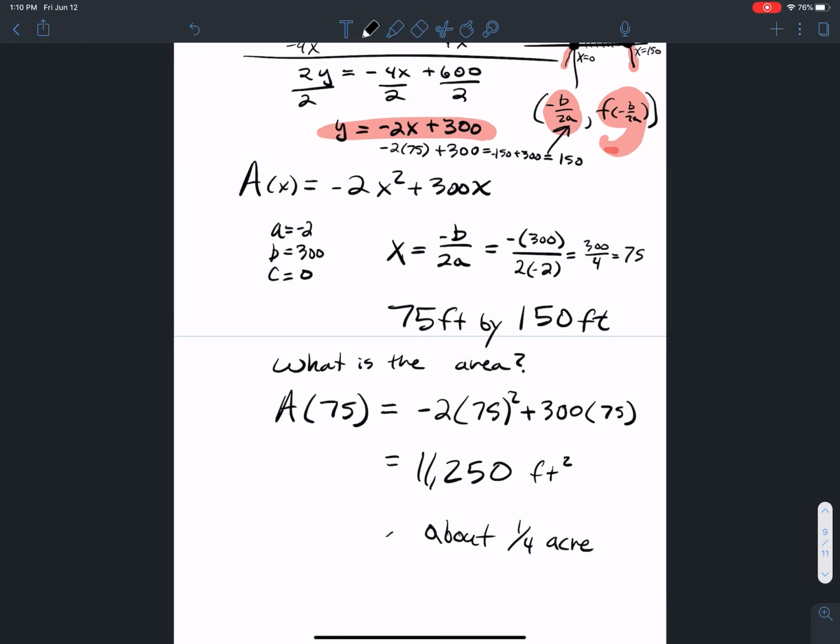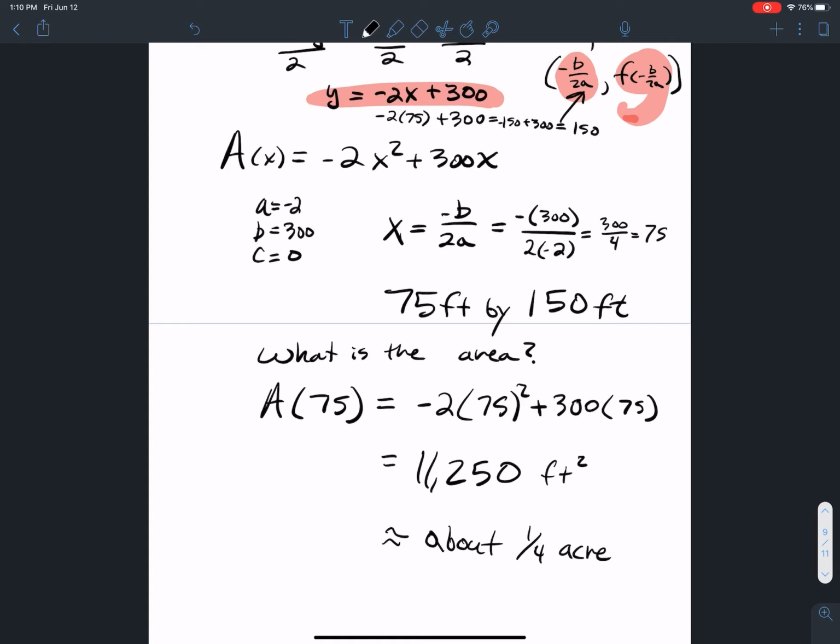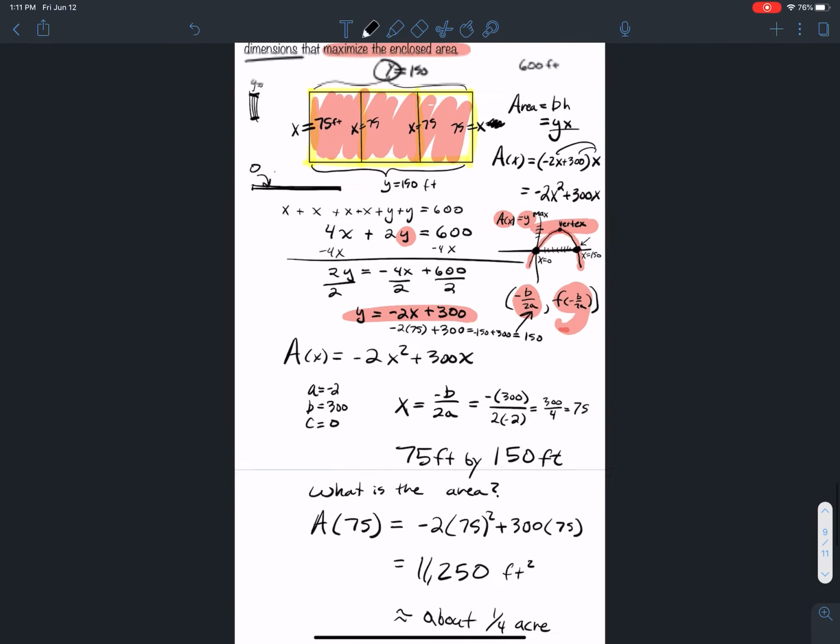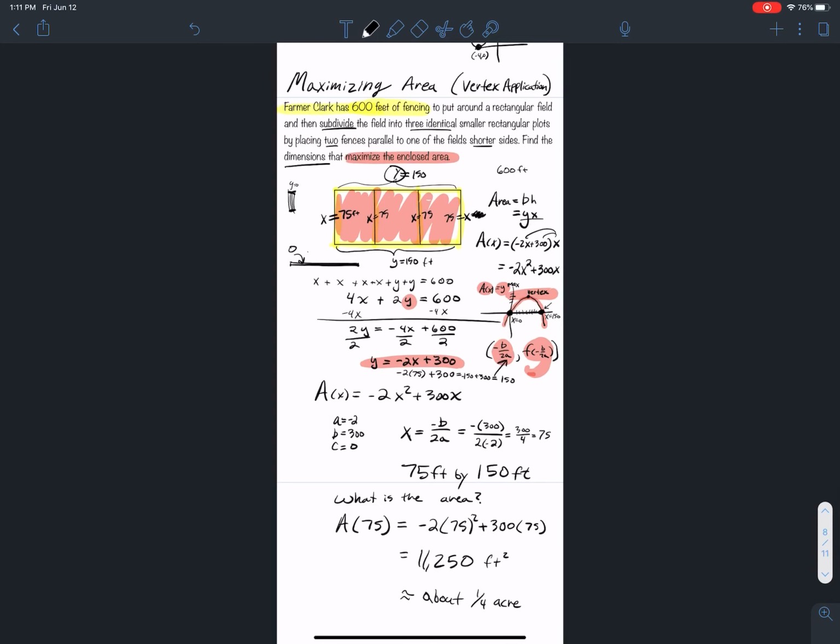That's usually how people talk acreage when they're talking about land. So 1/4 of an acre, that's not a bad plot for some livestock.